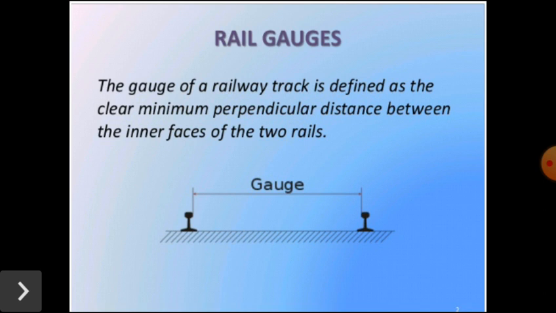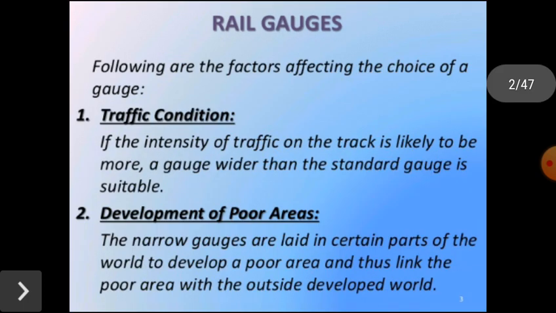This gauge distance mainly affects the speed of the train movement and some other factors, so we are going to discuss them in brief. The first factor is the traffic condition. If the intensity of traffic is more, then the gauge distance will be wider.